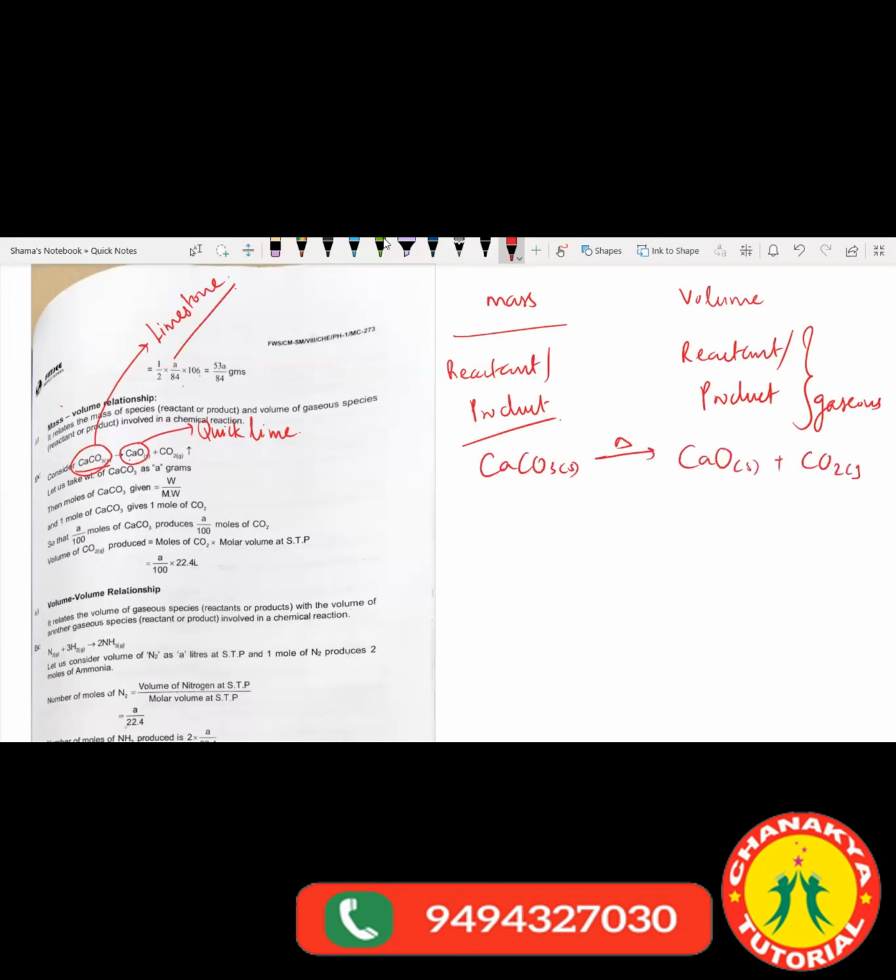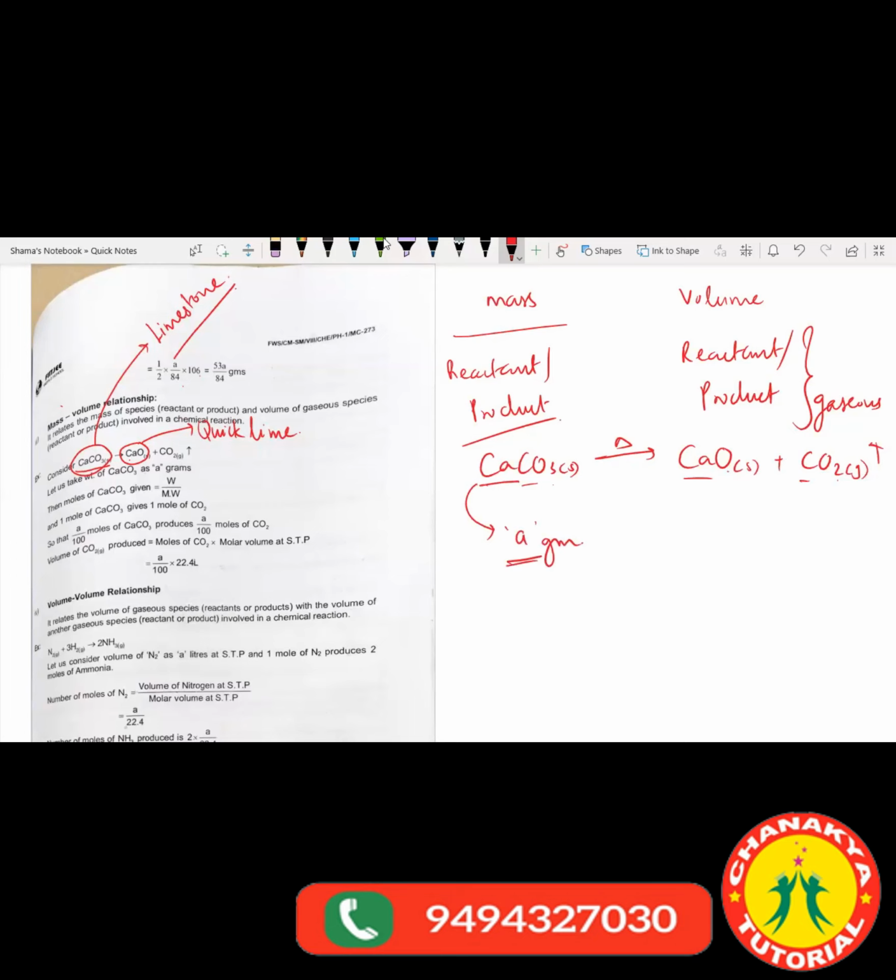And it's a balanced equation, correct? Do you need to balance it? No, because here there is one calcium, one carbon, and 3 oxygen. You can see here one oxygen and here 2 oxygen. Overall, it is 3 oxygen, right? Let us take the weight of calcium carbonate as a gram. They have said we have to take the weight of this calcium carbonate as a gram, correct?